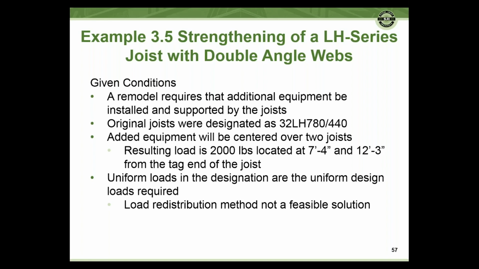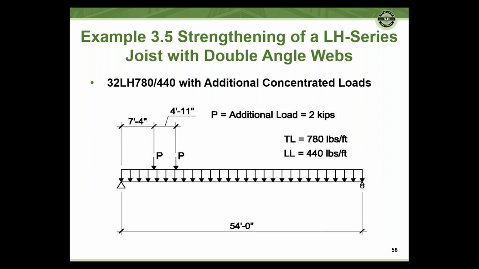In this case, what we're saying is, well, we can distribute the loads over the two joists. We can't go any further. We can't distribute it to a third or fourth joist, so we're stuck with just distributing the load to those two joists. So we look at our joist again. Here is a load diagram of what we have, our uniform loads on our joist, the total and live loads. We have an additional 2,000-pound load at 7'4", 4'11".